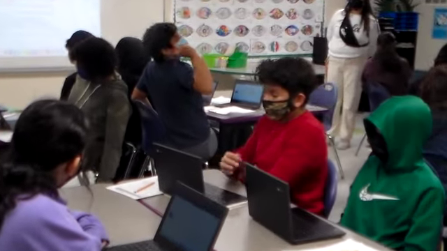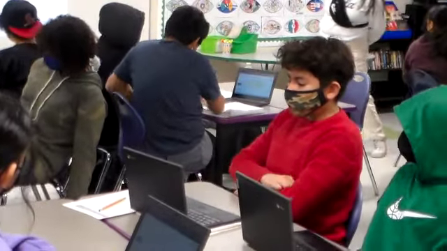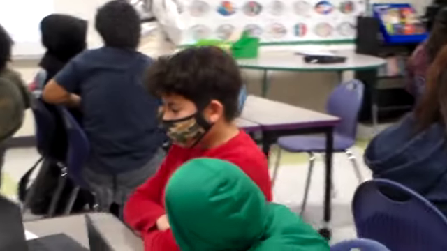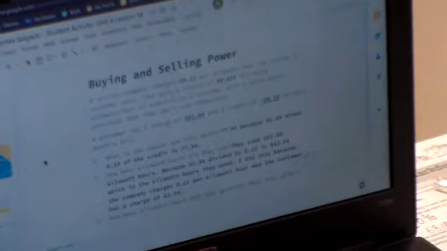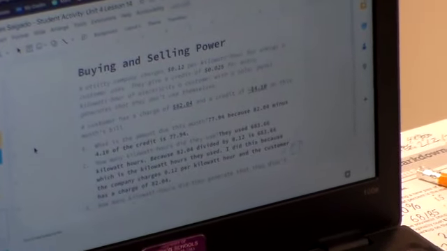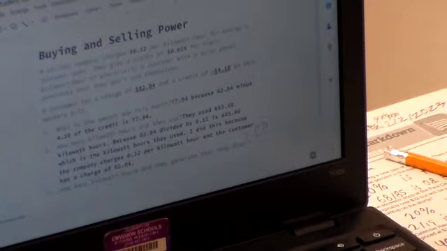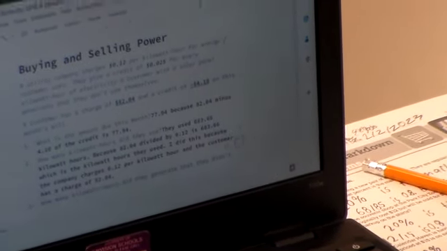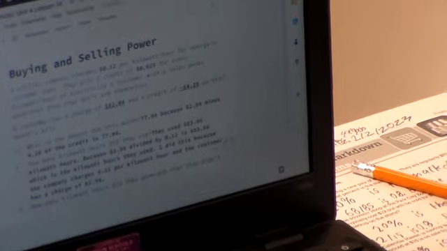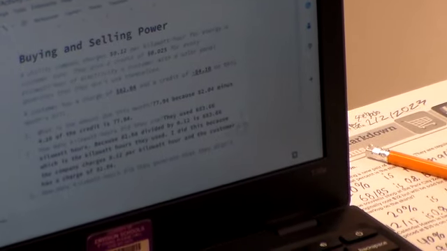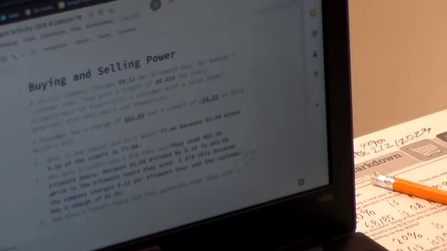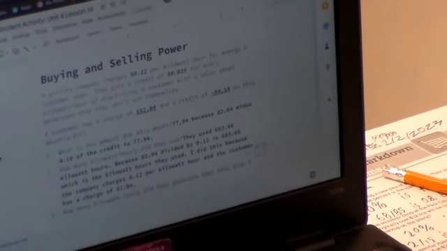So, well, in the situation, it said that the utility company charges 0.12 per kilowatt hour, and this customer had a charge of 82.04, and since they charged 0.12, and so if they owe 82.04, they divided it by 0.12, and that gave me 683.66, which is the kilowatt hours they used.